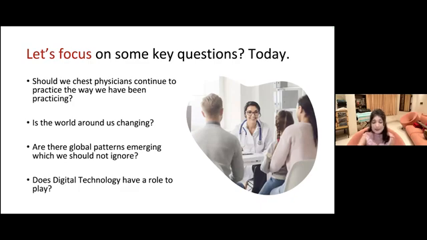So let's focus on some key questions today. So we are going to be discussing what is most important. Should we chest physicians continue to practice the way we have been practicing? Is the world around us changing? Are there global patterns emerging which we should not ignore? And does digital technology have a role to play? And I'm sure each of us has the same questions which we want to know the answers to. And at the end of the webinar, we are going to know everything that is going to help us change our practice, help us improve our practice, and be updated with the current knowledge.